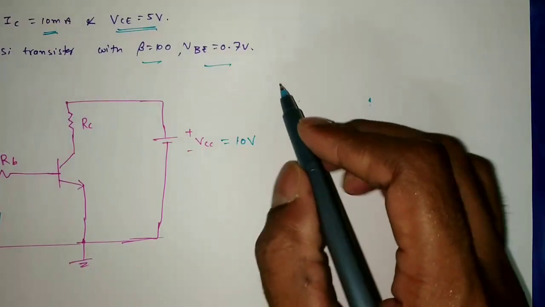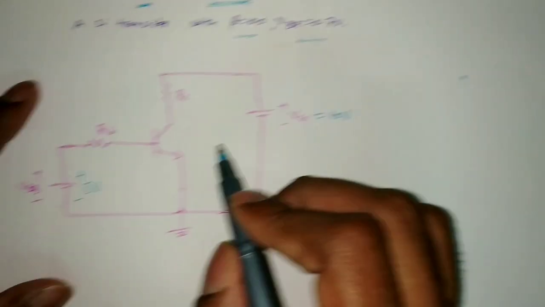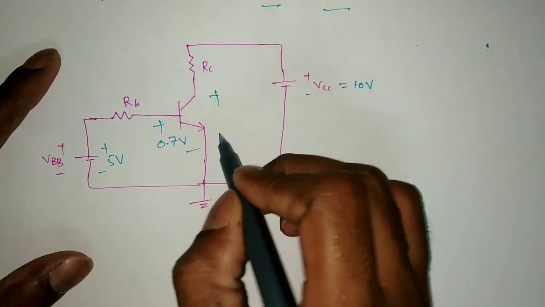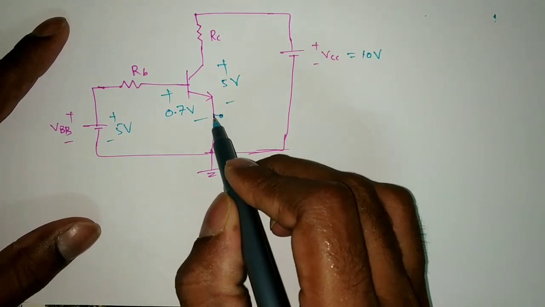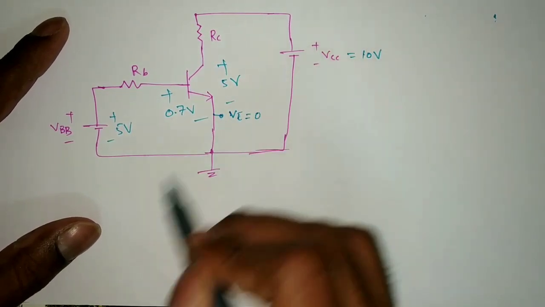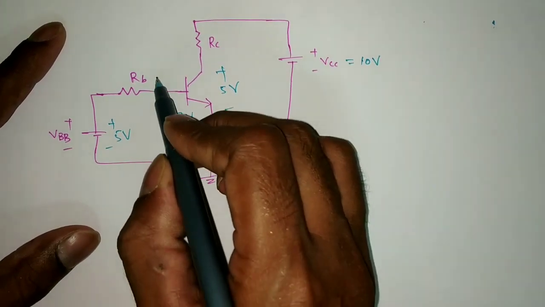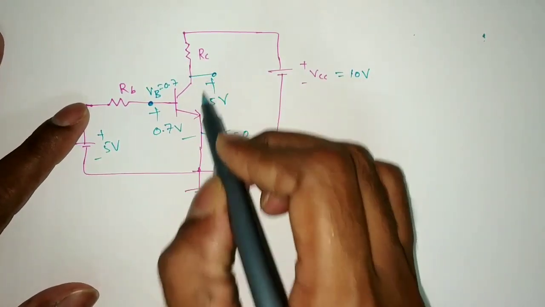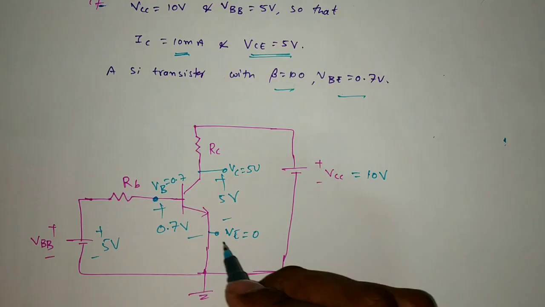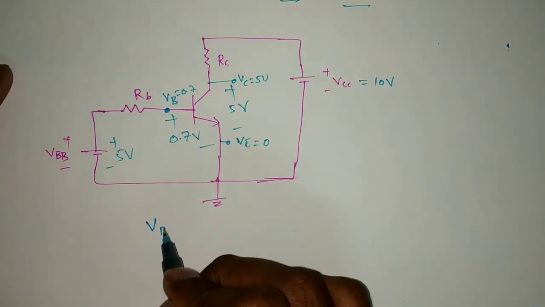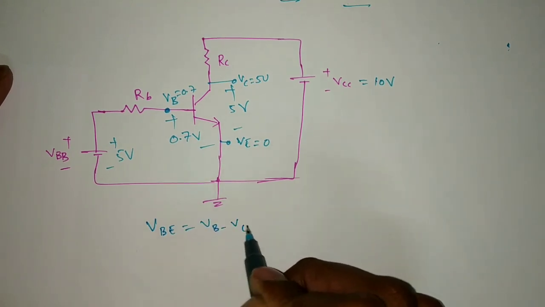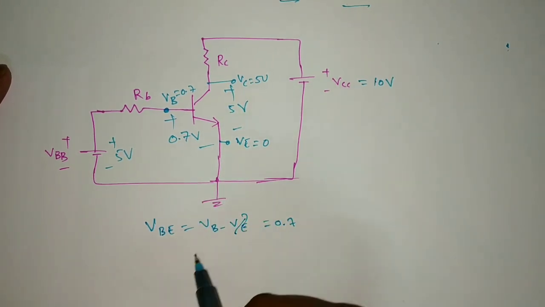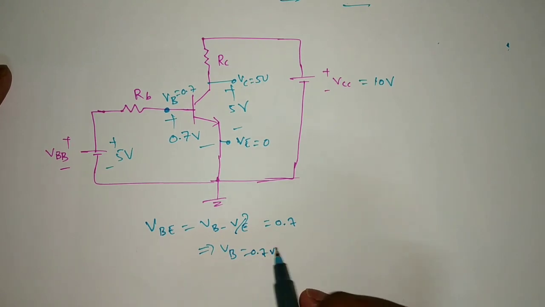So how to find RC and RB? We need to assume the transistor is in active region. So if it is active, VBE is 0.7 volt, and VCE is also given as 5 volts. And if you recall, this emitter is connected to ground. What is VE? 0. If this is 0, what will be this voltage? VB 0.7, right? Because 0.7 minus 0 is 0.7. Similarly, what can be this voltage? VC is 5 volt, because VE is 0. So VBE is equal to VB minus VE, which is equal to 0.7 if it is in active region. VE is connected to 0, that means VB is 0.7 volt.